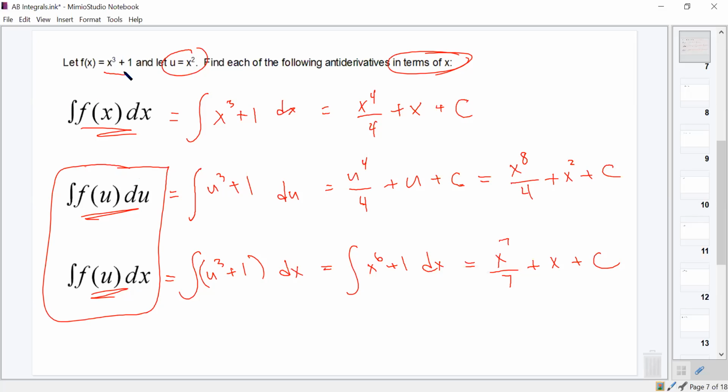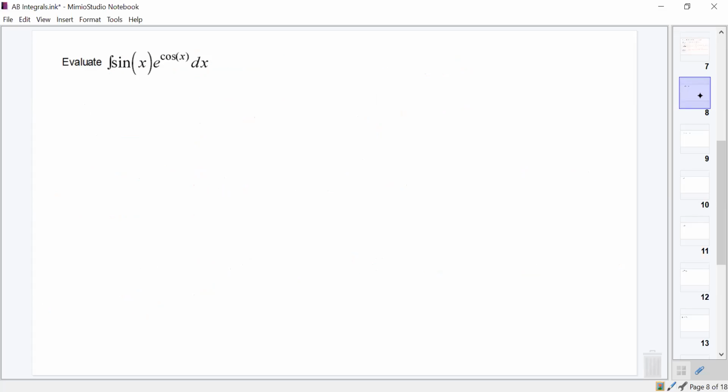So let's take a look at this one, sine x times e to the cosine x. So if you think about the list of integrals that I gave you, is an integral that looks just like this one on the list anywhere? Is this just a simple rule that we can follow and integrate and get an answer? No, exactly. So we're going to have to substitute some portion of this out.